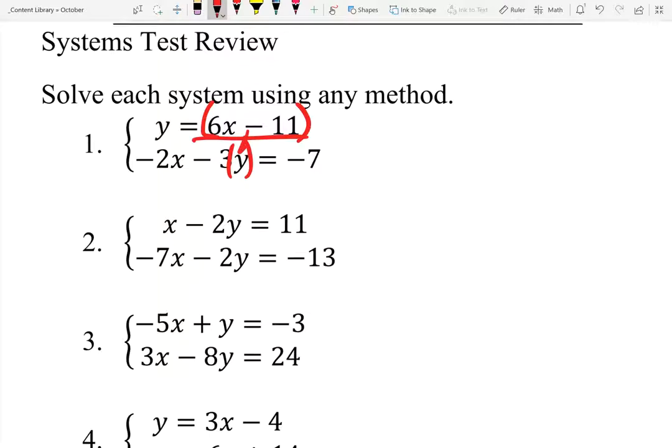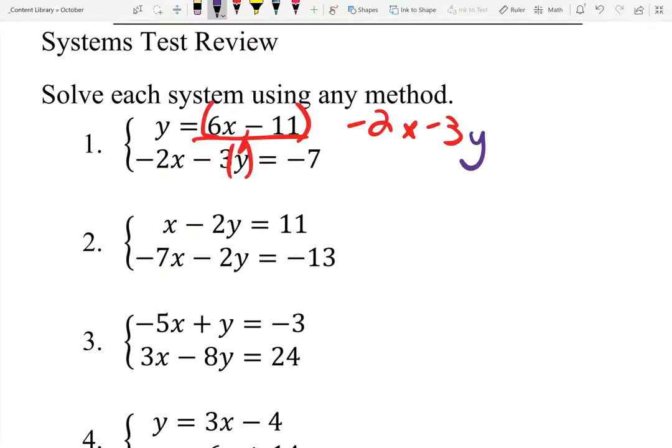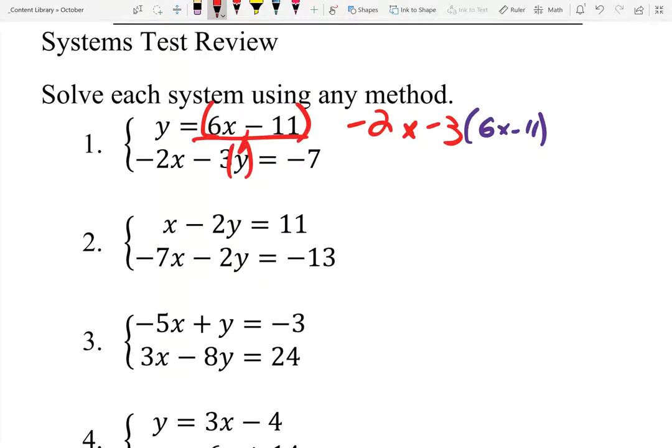This is called the substitution method because we're substituting in 6x minus 11 in place of y. So how that works is we'll still have this whole equation written. We'll still have negative 2x there, we'll have minus 3. But where y was, we used to have negative 3 times y. Instead of having y, we're going to replace it with 6x minus 11. And then the rest of the equation still equals negative 7.